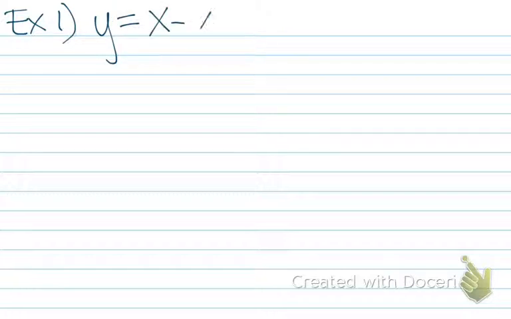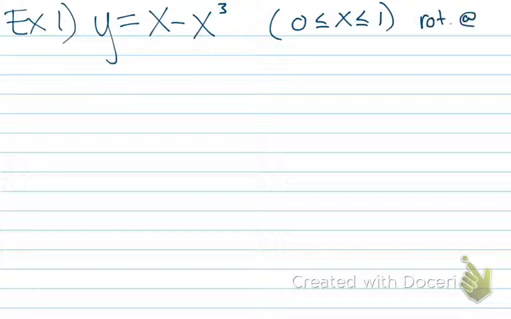All right. So this problem here, for example 1, says to take this line y equals x minus x cubed that I was just showing you on Desmos, and using the boundary of the x-axis from 0 to 1, you're going to rotate it about the y-axis. So rotate about y. About y.